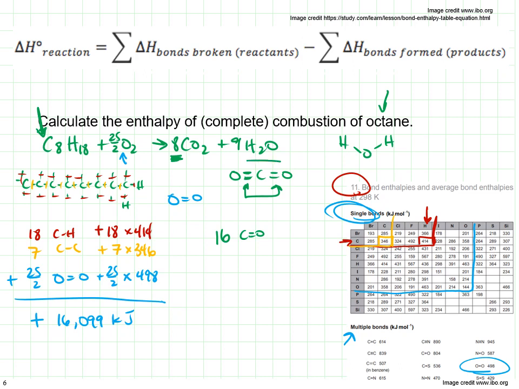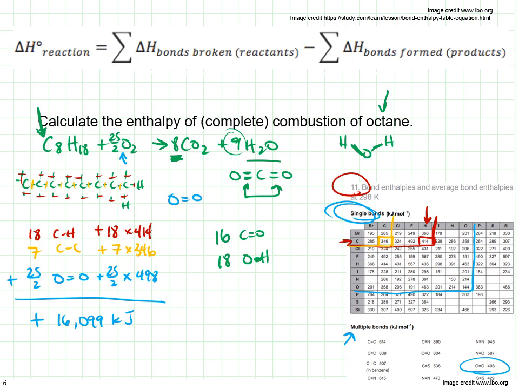We also have in water, I have O's and H's. O's and H's. I have 2 of those in every 1 water. We have 9 waters. That is 18 OH bonds. Oop, that's a single bond. I made it look kind of double-ish.